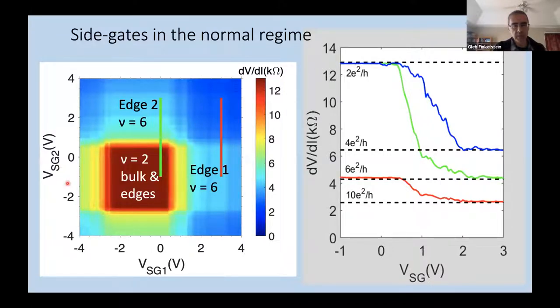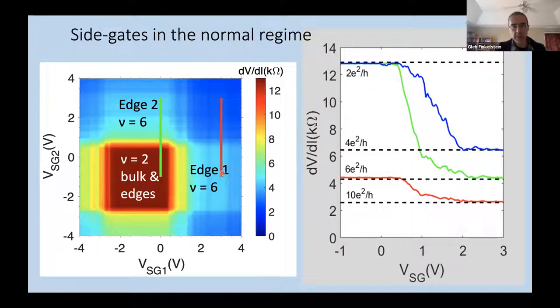So here's a resistance map in the normal state as a function of the two gates. This red square in the middle corresponds to resistance of h over 2e squared, so nu equals 2 everywhere in the sample. By applying either gate, we can go from there to a filling factor of nu equals 6. So that's accumulation of the next Landau level near the left gate or near the right gate. And if you measure resistance as a function of this gate, as shown in this green curve, you see that the filling factor essentially changes from nu equals 2 to nu equals 6.